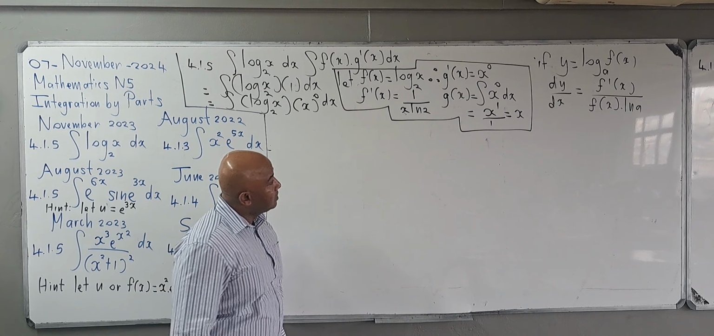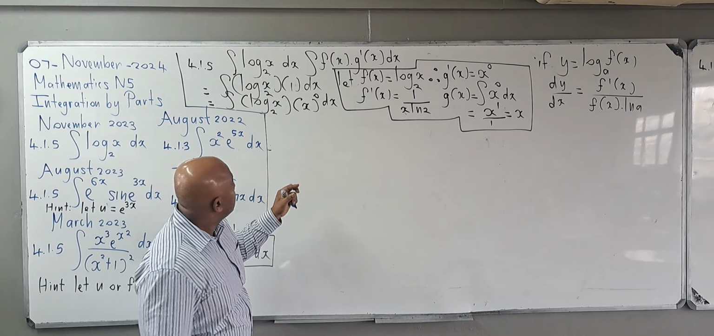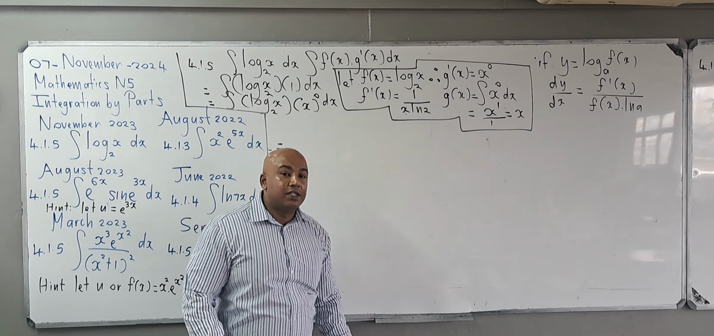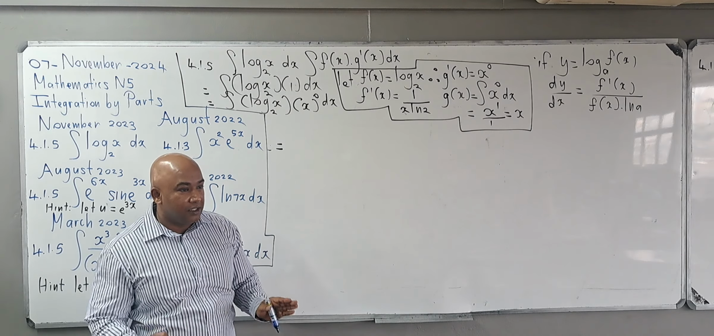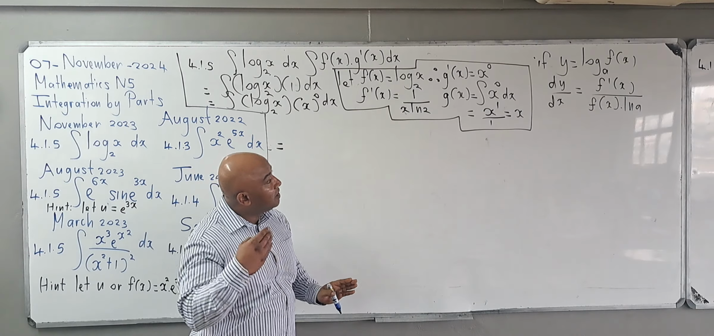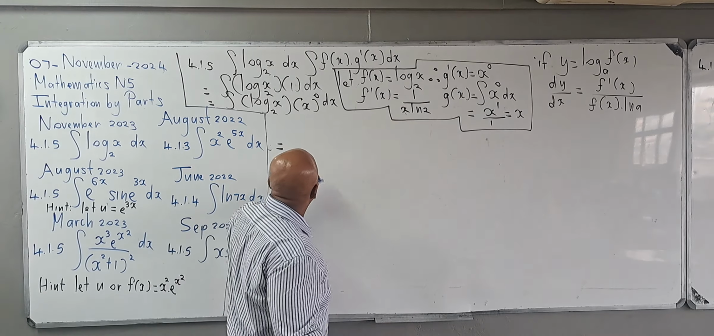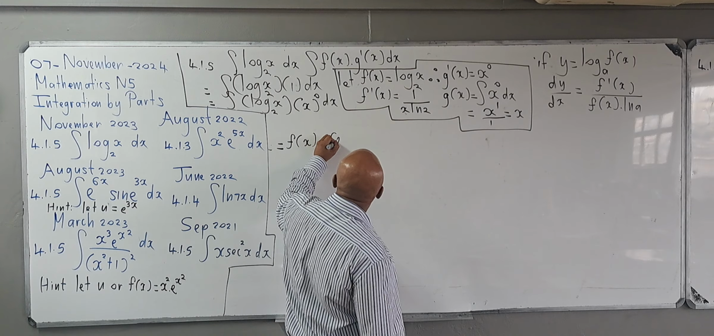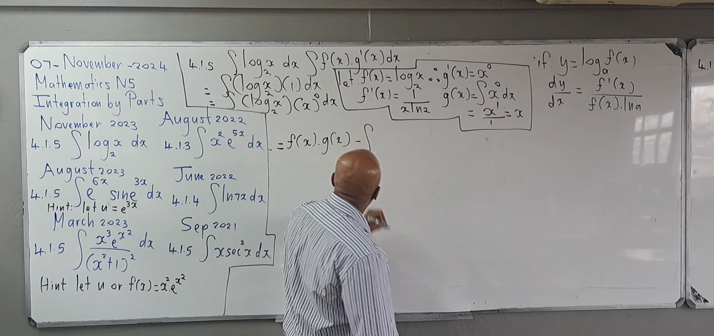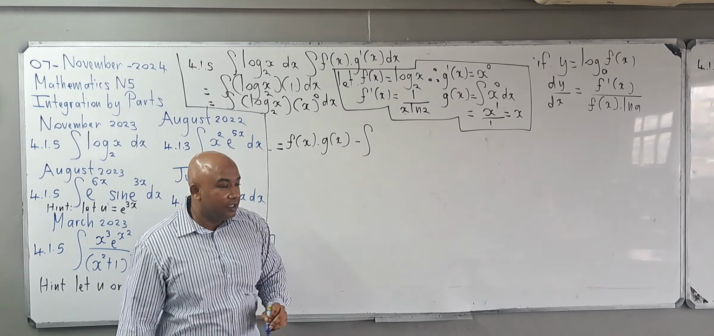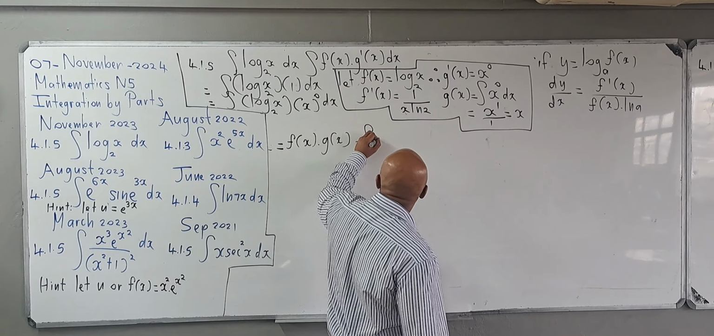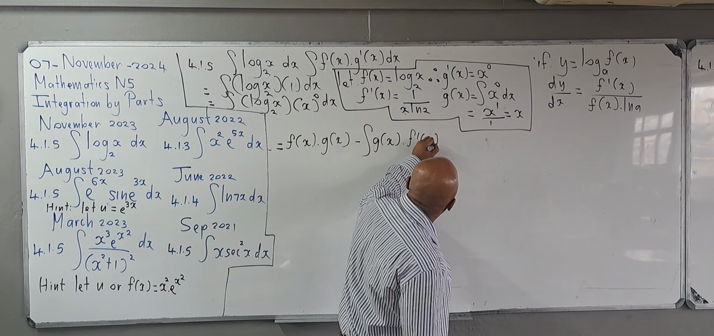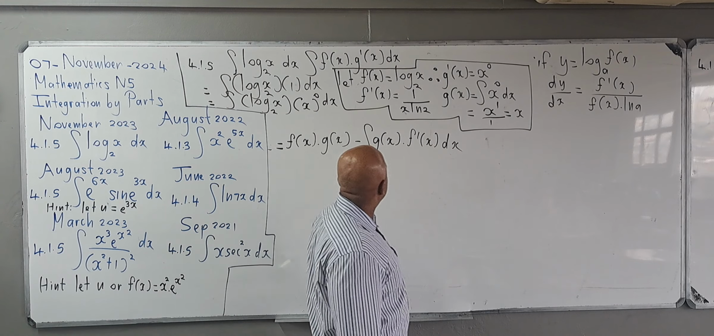Okay, so we have all this information. Now there's the question, and this is equal to. Now let's write down the integration by parts formula. That formula is on the formula sheets. So the formula is f of x times g of x minus, you've got your integration sign, and that's going to be g of x times f prime x dx.